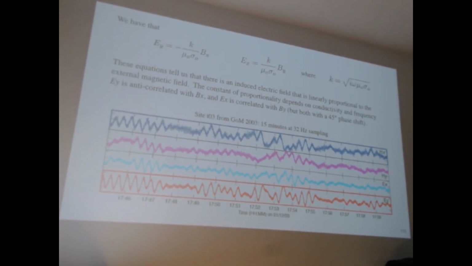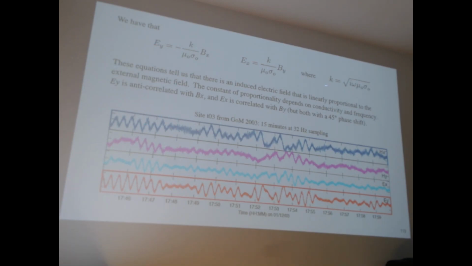So I have these two equations here, and k here contains my frequency, as well as the conductivity, which comes through both k and mu naught. So these equations tell me that a y magnetic field is going to induce an x electric field, and an x magnetic field is going to produce a minus Ey field.